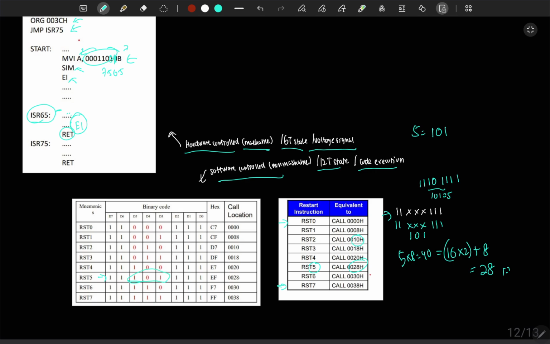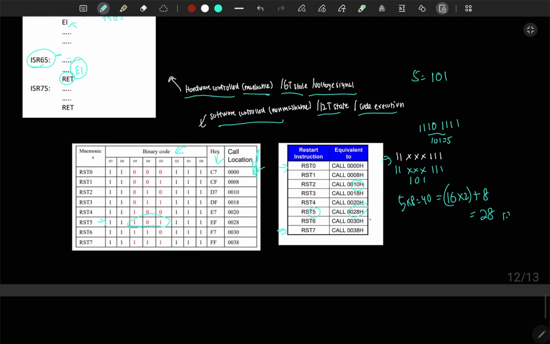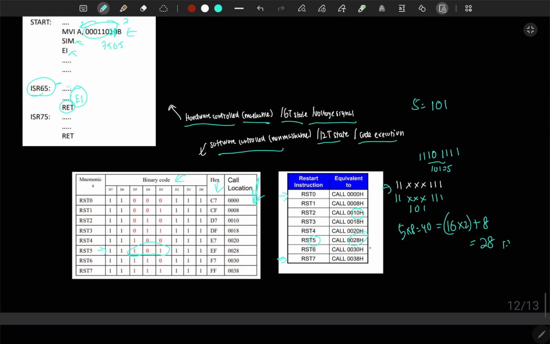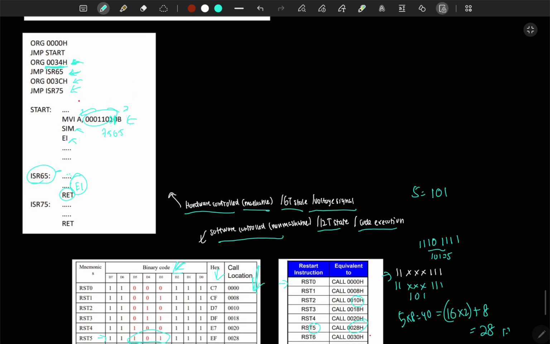Okay, so we have the hex code, we have the call location, we have the binary code. So technically you could just use the call location, or if you want to use the binary code, you could use the binary code as well. In order to do that, you could use the same stuff, just you don't need to put the set interrupt mask or enable interrupt. You could just directly mention this or directly jump to the call.